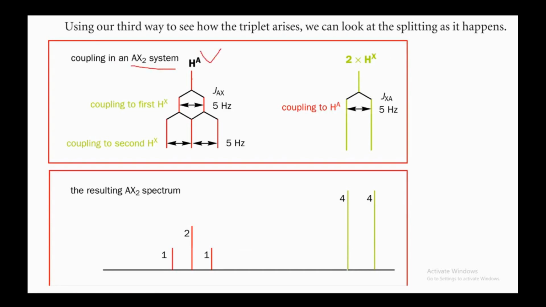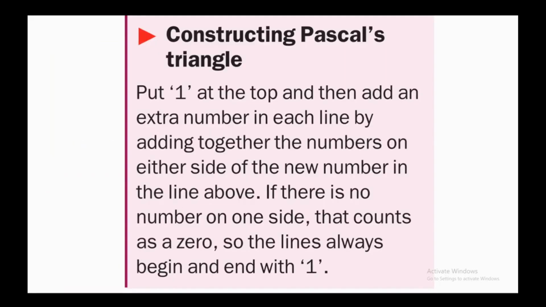So HA couples with one HX, it gives you the doublet, and then A couples with another HX, it gives you the triplet. So the final thing is the triplet. 2HX couples with HA to give you the 2 lines. That's why here we have a doublet, and here a triplet. That's the AX2.